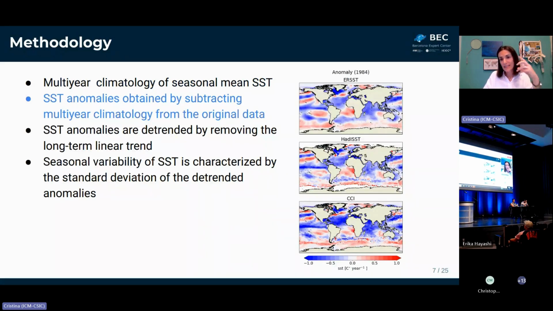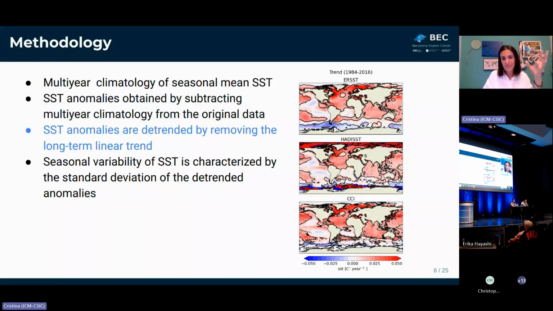Then SST anomalies were obtained by subtracting the multi-year climatology from the original data. Here I'm showing you as an example the anomaly obtained for the first year, 1984. The label here is a typo, I just realized a few minutes ago, so it should be degrees. But in any case, we can begin to observe some differences, especially in the spatial resolution. Of course, we resolve the submesoscale better, as expected. This is nothing surprising.